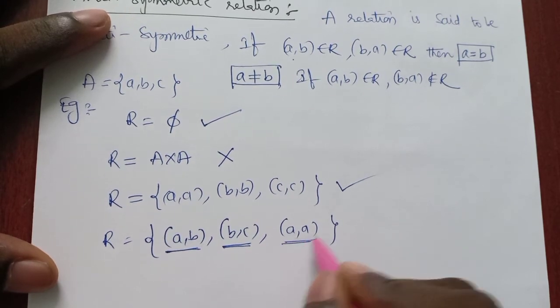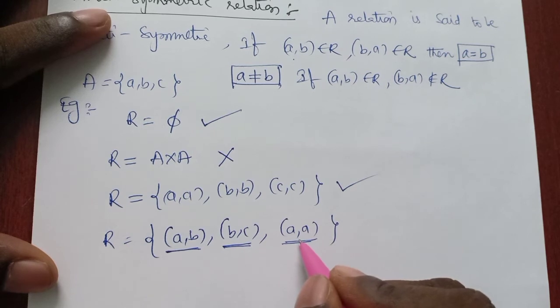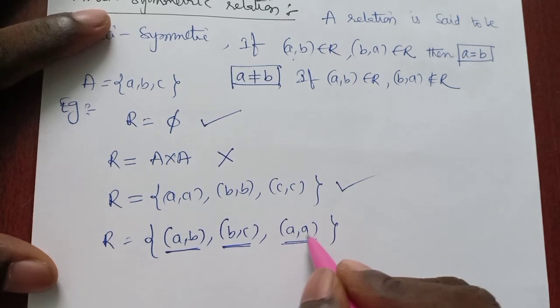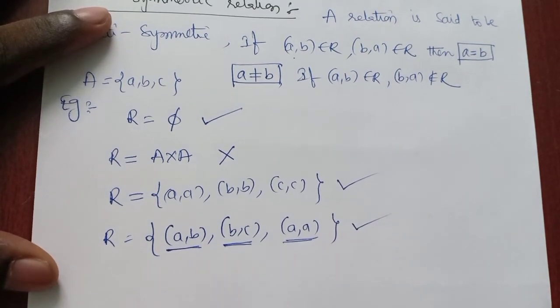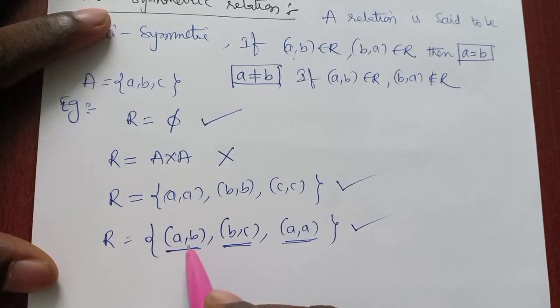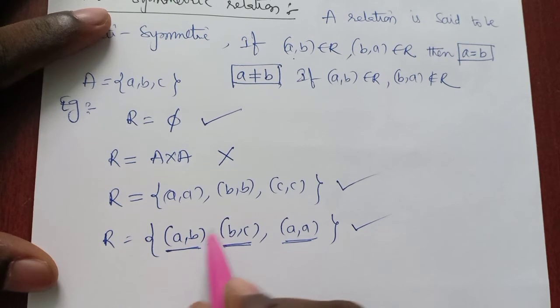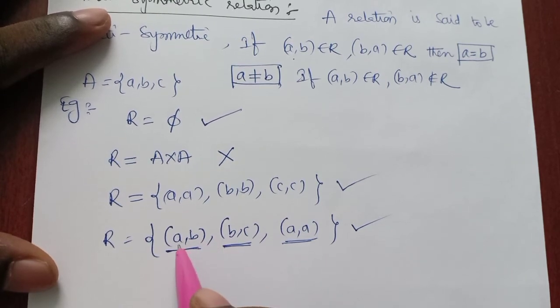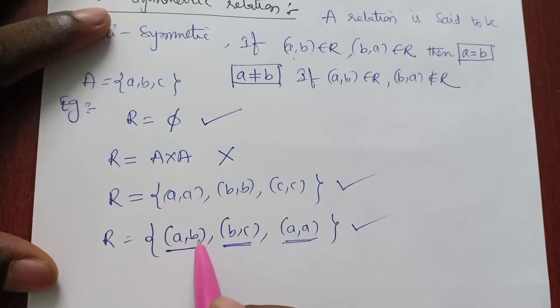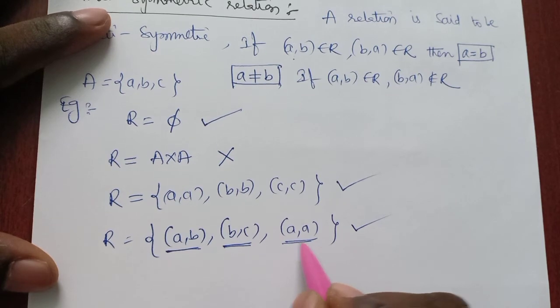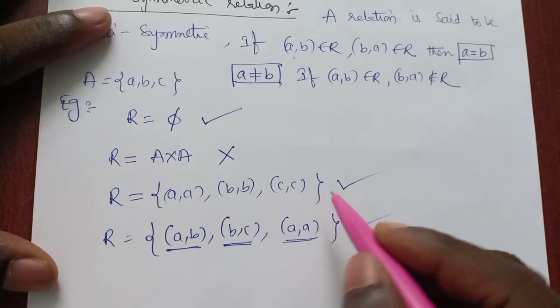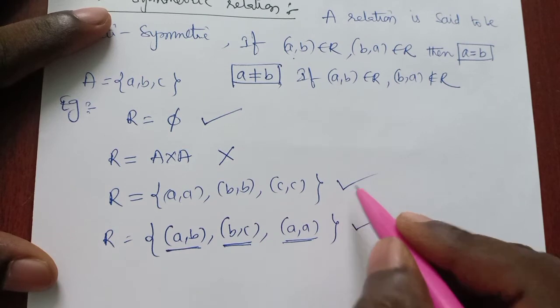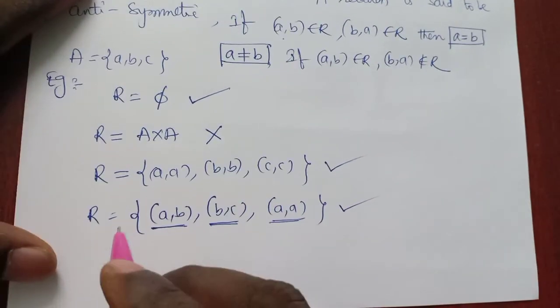Now coming to (A, A). If we interchange this, we get (A, A), which means A equal to A. So it is a perfect example of an antisymmetric relation. Why? Because if (A, B) is there, (B, A) is possible only when A equal to B. But here A and B are two different values, so we never have (B, A). So the antisymmetric relation obeys clearly for diagonal elements only.